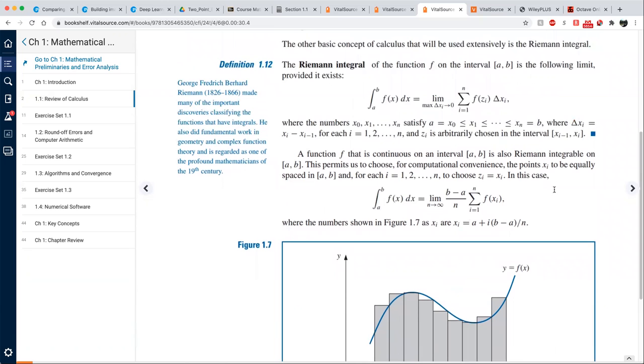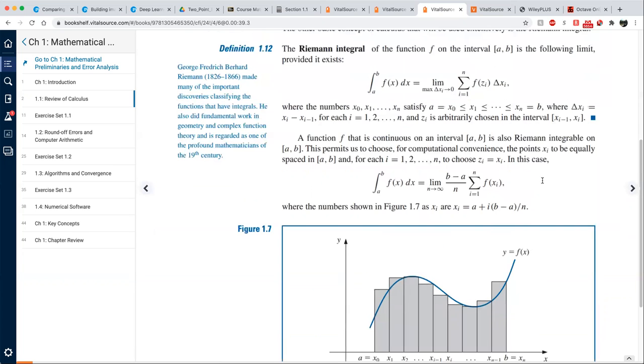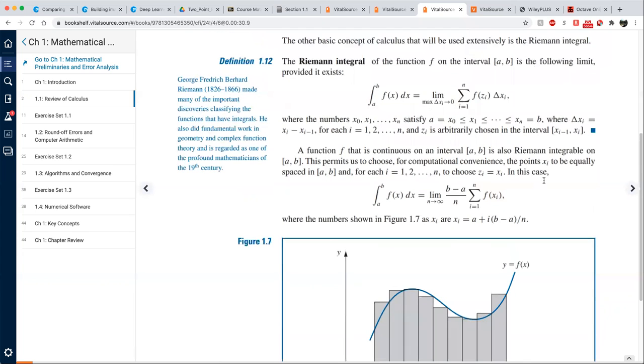Then we're going to increase the number of rectangles, which means we're going to divide the interval more finely. So now we'll see.